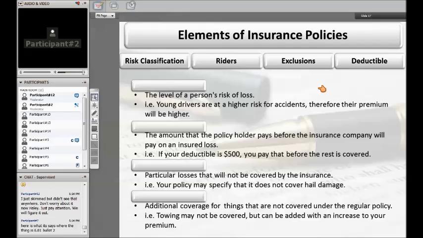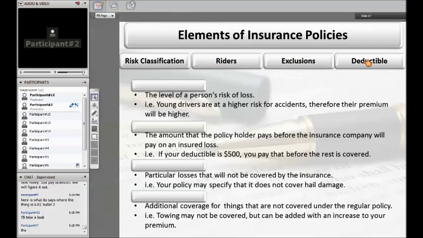I'm actually going to do this. I'm going to change your polling tools to A, B, C, and D. So is this first one going to be A, risk classification? Is it going to be B, riders, C, exclusions, or D, deductibles? I see 1 D, 2 A's, 3 A's, 4 A's, 5. Woo, you guys are awesome. Yes, this is risk classification.